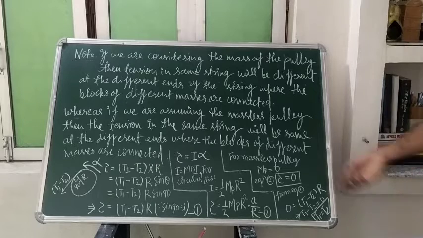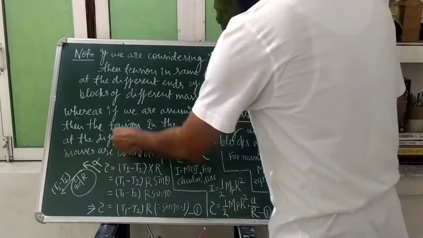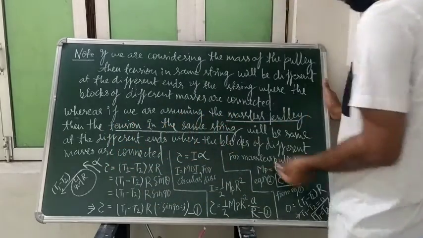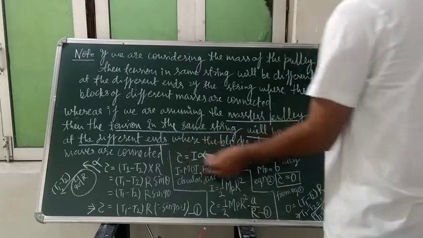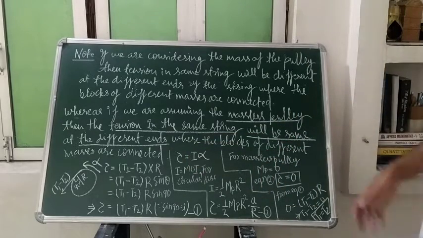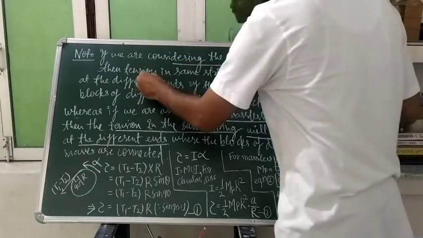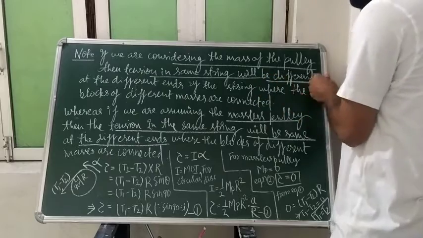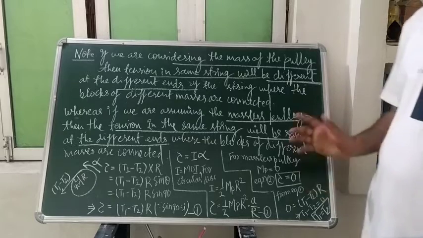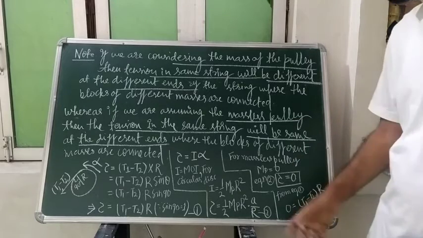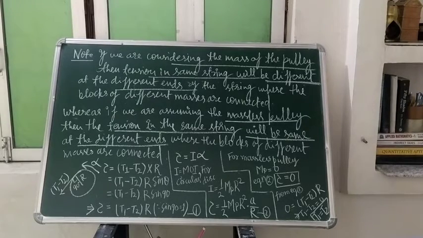Okay. So when we are considering a massless pulley, the tensions in the same string will be same at the different ends where you are connecting the different masses. And in the same way, if you are considering the mass of the pulley, then tension in the same string will be different at the different ends. Okay. So it is a note which you will keep in your mind or in your pocket as well.